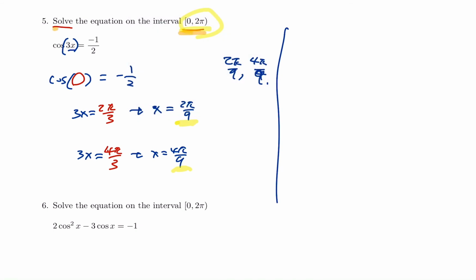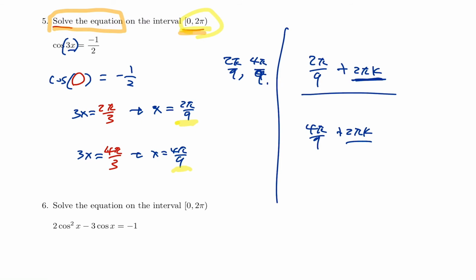But the problem says just solve the equation. If it only said that, then to these two answers, we have to add an infinite number of circles. So if this range is not restricted, we have to add 2 pi k to each of these answers, because we can add a full circle or subtract a full circle to find coterminal angles. Right? So if this restriction is not given, then we have an infinite number of answers.